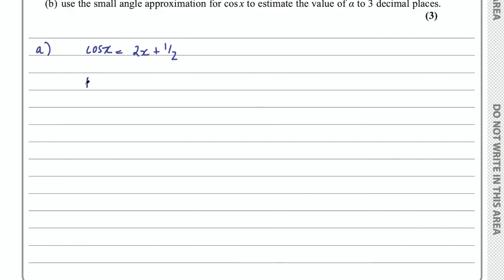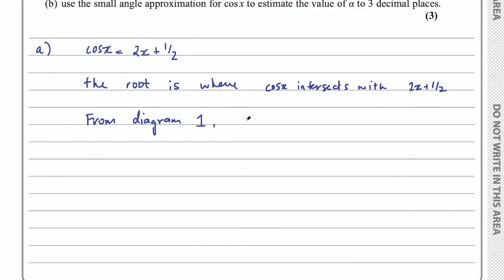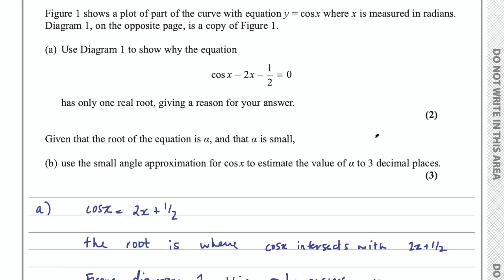So let's firstly say the root is where the graph and the line intersect. So the root is where cosine of x intersects with 2x plus a half, and we can say from diagram 1, this only occurs once. Okay, there we go. That is part A for 2 marks.